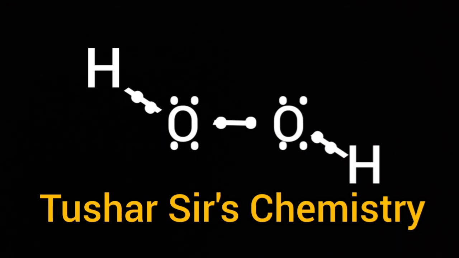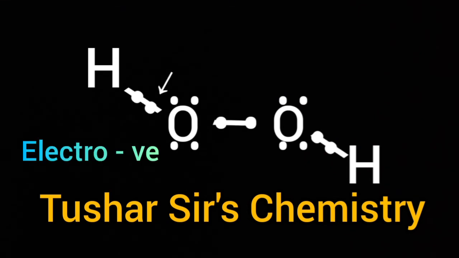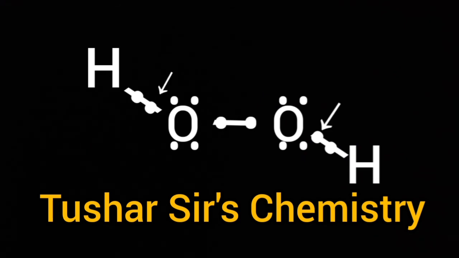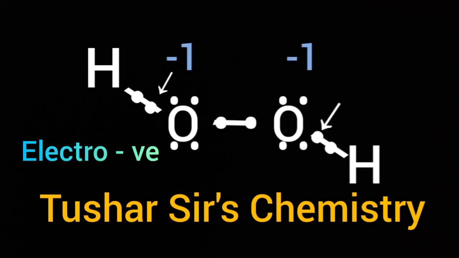Then another 1 electron is contributed by oxygen to establish a single bond with the hydrogen atom. The oxygen atom contributed 1 electron to form a single bond with the hydrogen atom. And you know oxygen is more electronegative than hydrogen, so the oxidation number of this oxygen in the peroxide linkage is -1. Similarly, the oxidation number of the second oxygen in the peroxide linkage is -1.